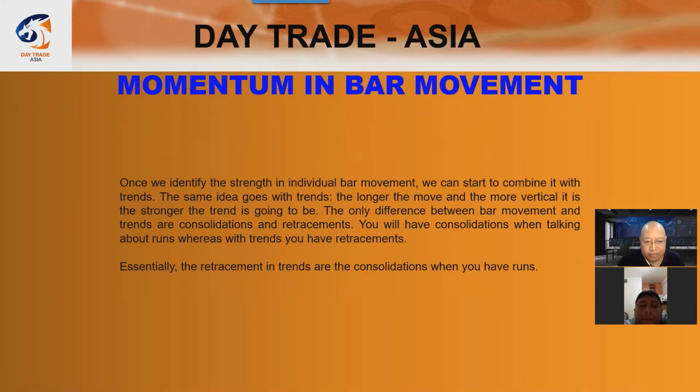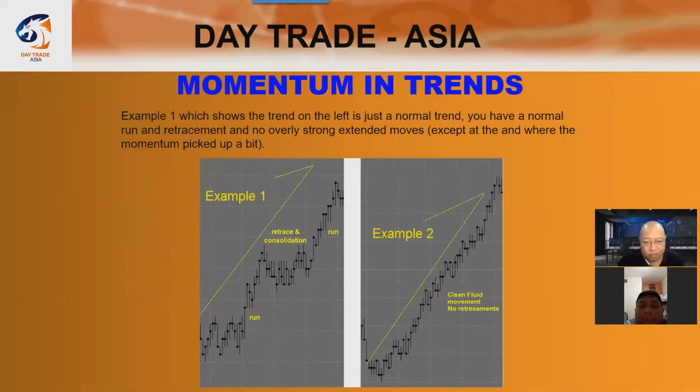So once we identify the strength in individual bar movement, we can start to combine it with trends. The same idea goes with trends. The longer the move, the more vertical it is, the stronger the trend is going to be. So the only difference between bar movement and trends are consolidations and retracements. You'll have consolidations when talking about runs, whereas with trends, you have retracements. So essentially, the retracements in trends are the consolidations when you have runs. For example, example 1. Here's your run. Again, here is some consolidation. You have your run, retracement, consolidation, and then we have a continued run.